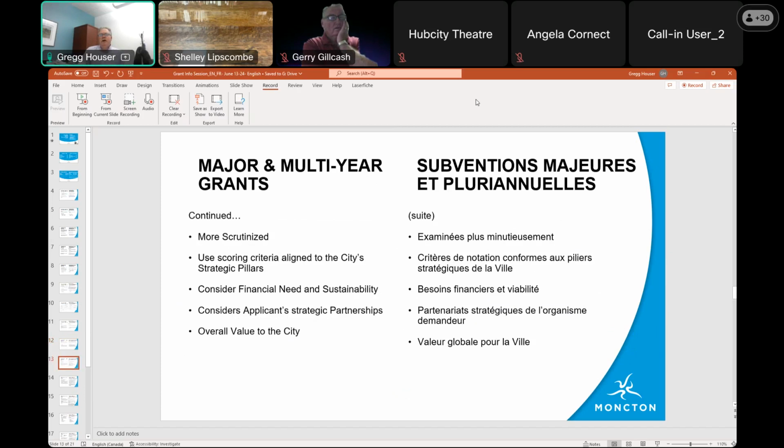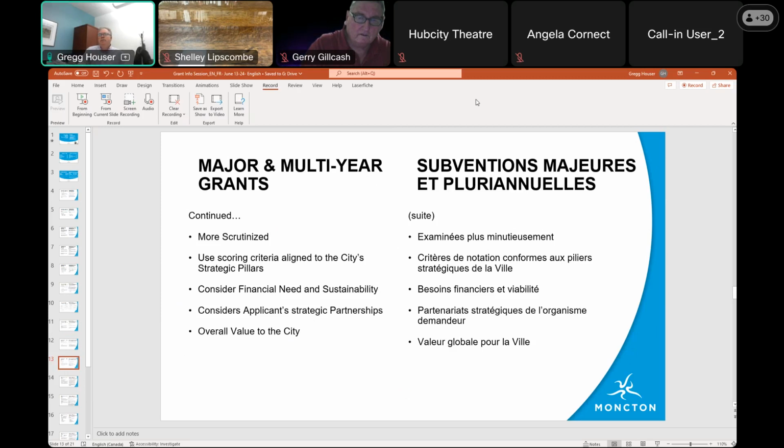Once again, because of the dollar value and the extent that they are more scrutinized, we use a scoring criteria aligned to the city's strategic pillars. Obviously, as with most of the other grants, we consider financial need and sustainability. So if the organization has a significant amount of other funding, we've deemed in the scoring that the need isn't as high.